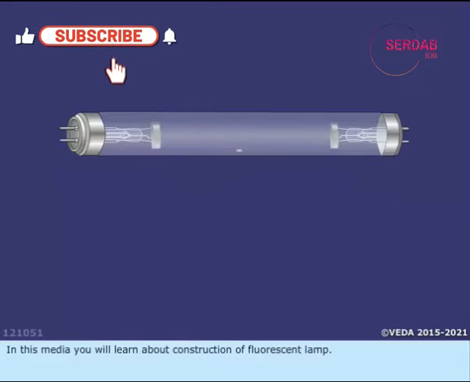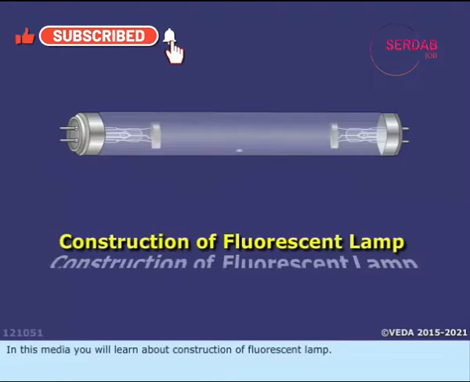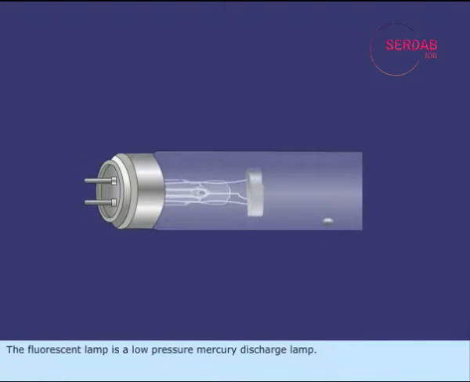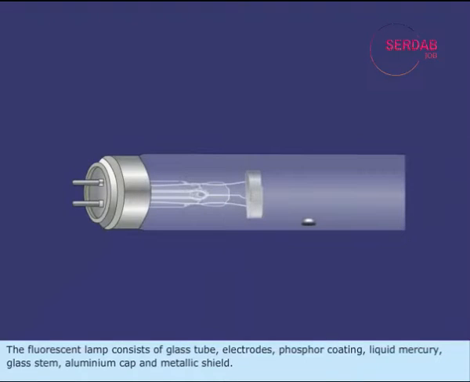In this media, you will learn about construction of fluorescent lamp. The fluorescent lamp is a low-pressure mercury discharge lamp. The fluorescent lamp consists of glass tube, electrodes, phosphor coating, liquid mercury, glass stem, aluminum cap, and metallic shield.